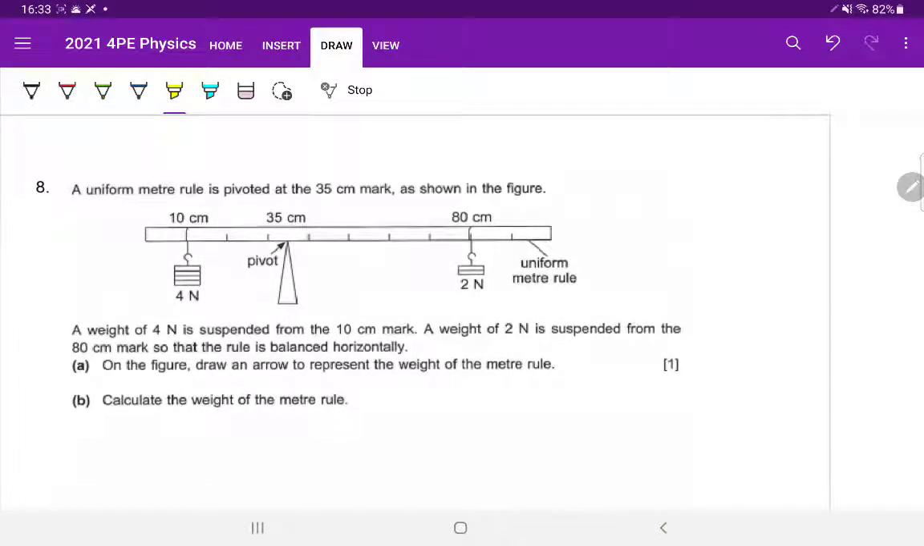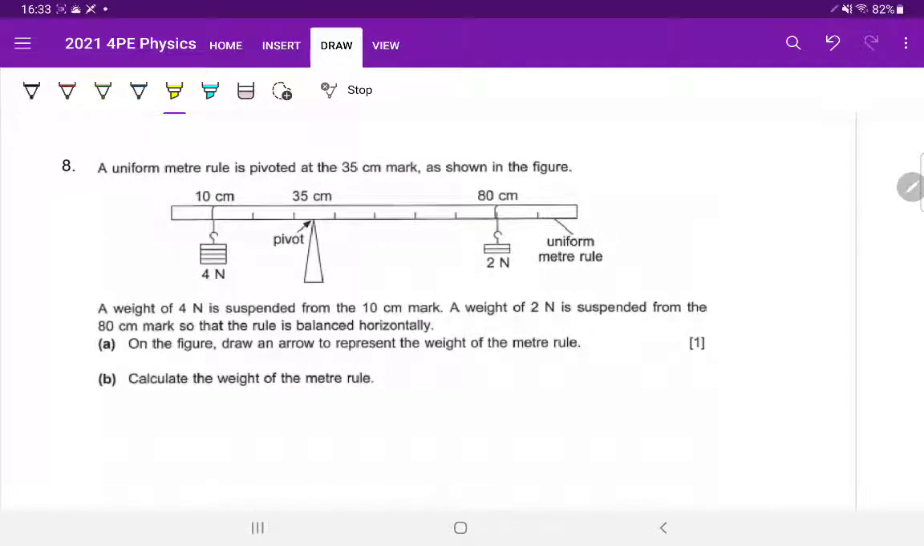Next, question 8. Another thing that requires you to know the center of gravity. On the figure, draw an arrow to represent the weight of the meter rule. So this is a uniform meter rule. For uniform objects, where is the center of gravity? It's in the middle of the object. So where would the weight be drawn from? This is 10, 20, 30, 40, 50. So for a meter rule, 50 cm is in the middle. This would be the center of gravity, so this would be the weight. It's probably not going to be this heavy, but whatever. So this is part A. It'll be good to label your answers like so.